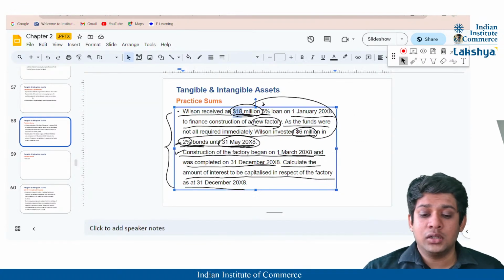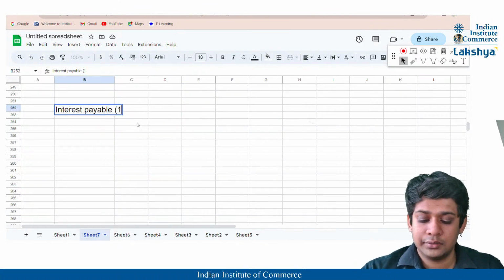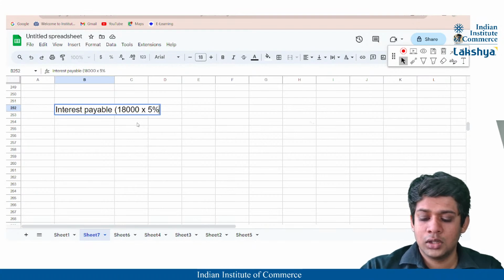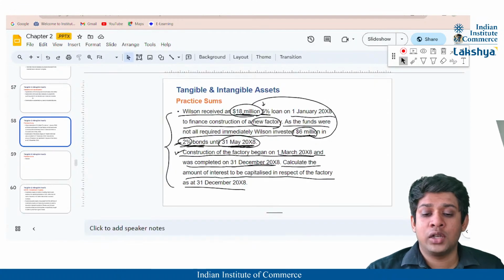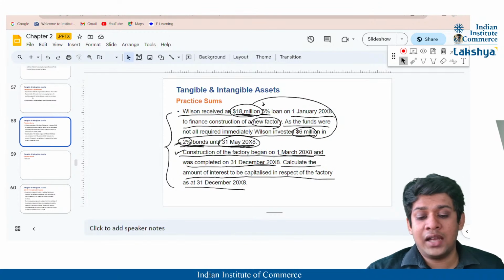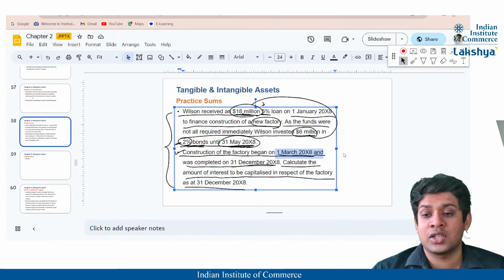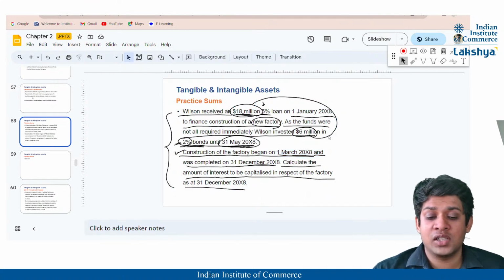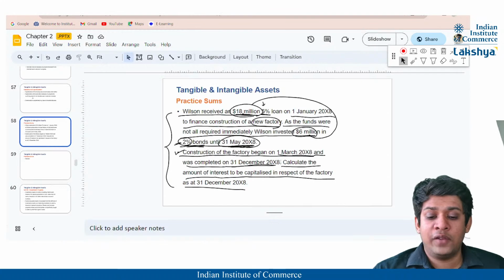Interest payable for the full year: 18 million into 5% loan I've taken. But this is for the full year, correct? From 1st Jan to 31st December. I don't need it for the full year, correct? Because I need it only from 1st March to be capitalized. My construction period began on 1st March, correct? So I can capitalize only from 1st March. So for the months of January and February, I will not capitalize, correct? Only from 1st March to 31st December, I will capitalize.